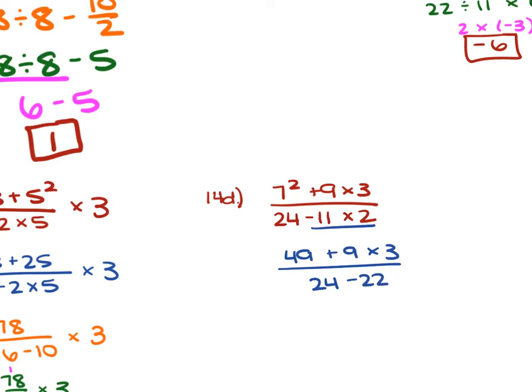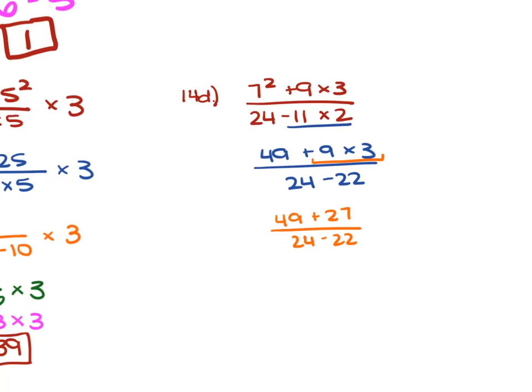From here, on the top, I can do the 9 times 3, which is 27. So it's 49 plus 27, all over 24 minus 22. The 49 plus 27, 7 plus 9 is 16, carry the 1, 3 plus 4 is 7, and then the 24 minus 22 is 2, so that's 76 over 2. 2 goes into 7 3 times with 1 left over, 2 goes into 16 8 times, so it's 38.